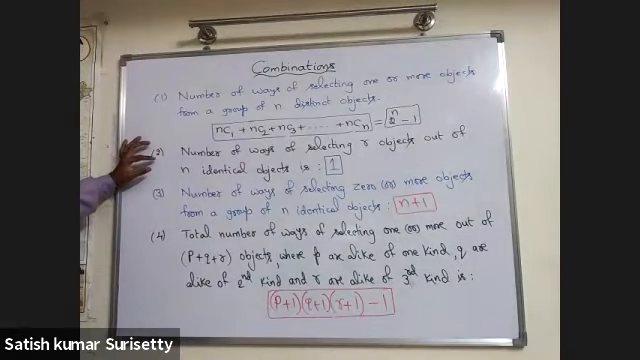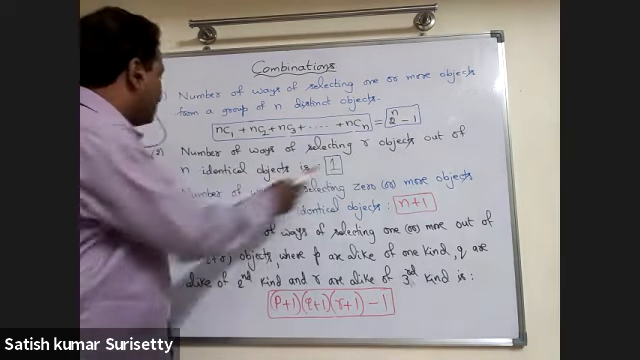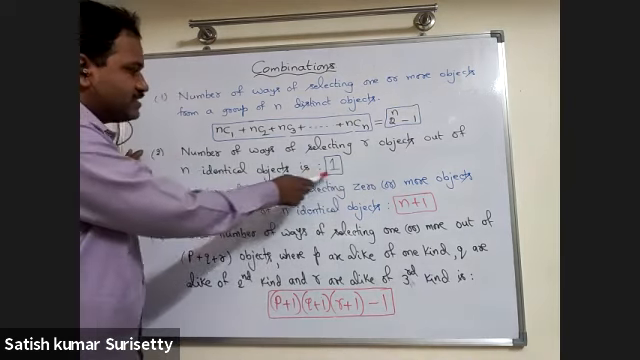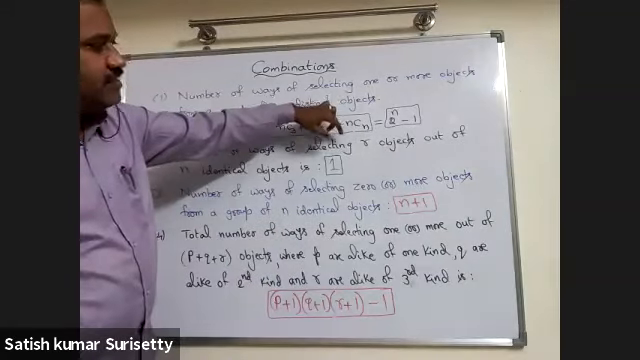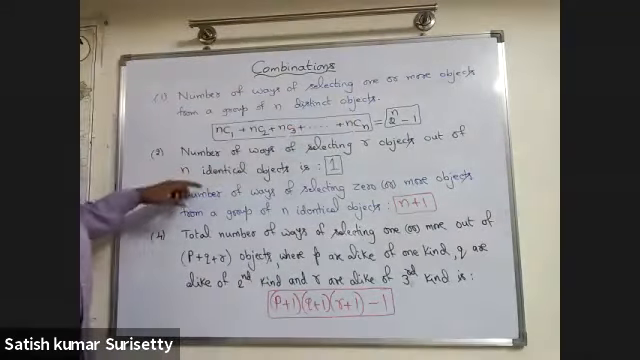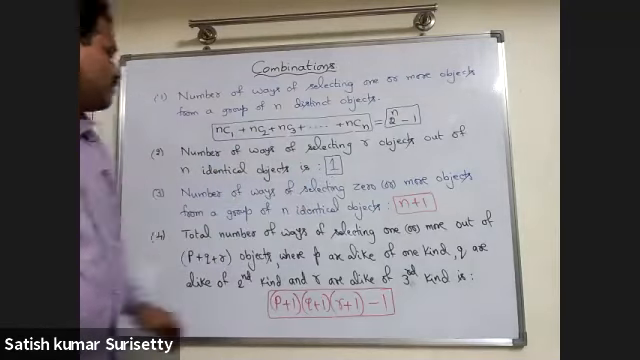Next, number of ways of selecting r objects out of n identical objects is only 1. Because all the objects are identical, so whichever r objects you choose, it is only one way. That's why the answer is 1.